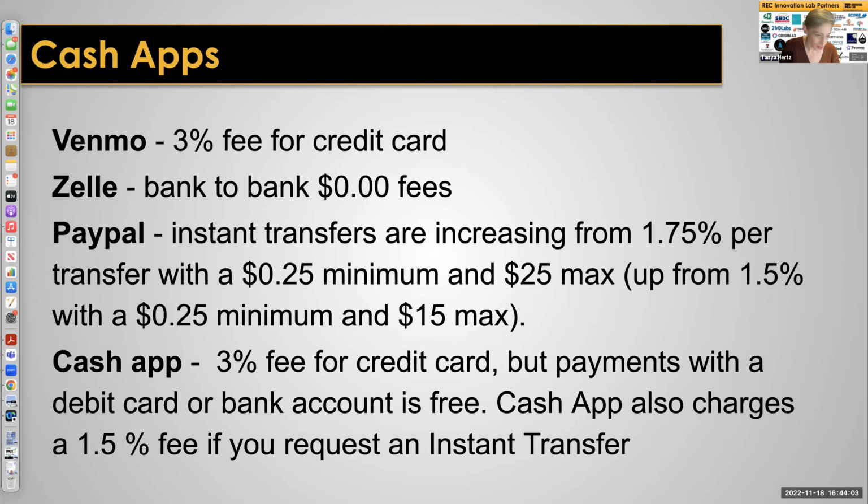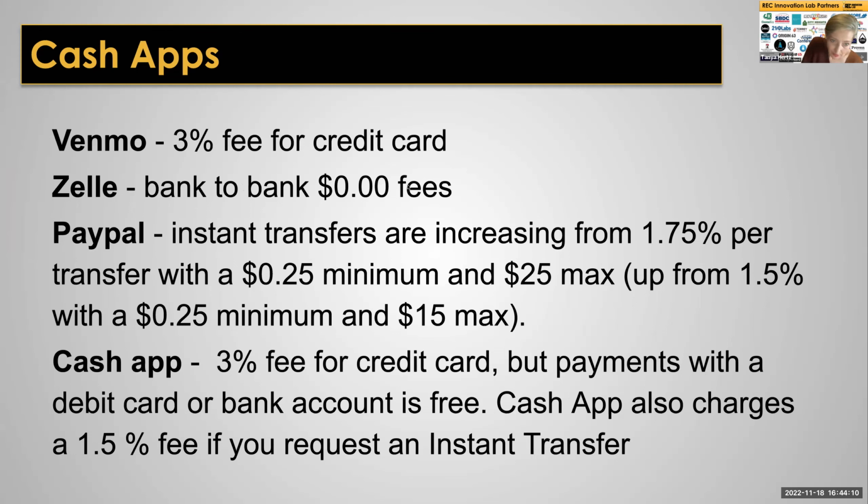Now, there's also various cash apps, Venmo, Zelle, PayPal, Cash App. They have different fees. Zelle right now is the cheapest. It's bank to bank. It's zero fees. Venmo charges 3% for credit card transactions. PayPal is nice because it's instant transfer. So is Venmo right now. They're increasing from 1.5% per transfer with a 25-cent minimum and $15 max to 1.75% with a 25-cent minimum and $25 maximum.